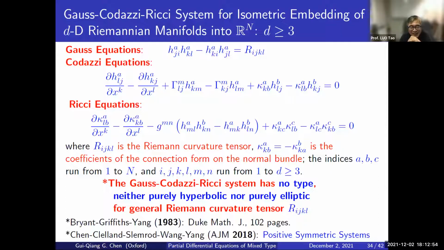Yes, very nice. We were kind of happy with this paper actually. Very nice. A purely PDE approach.